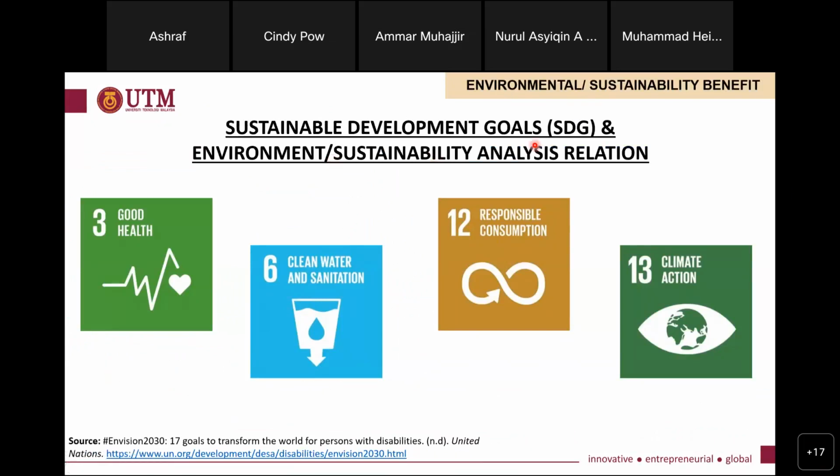Okay, now how do we relate the environment and sustainability analysis to SDG? So first one is the clean water and sanitation. For this SDG, it is focusing more on the wastewater, because one of the aims in SDG 6 is to reduce the amount of untreated wastewater dumped to the river. So when we have the centralized wastewater treatment, we significantly reduce the amount of wastewater produced in our plant.